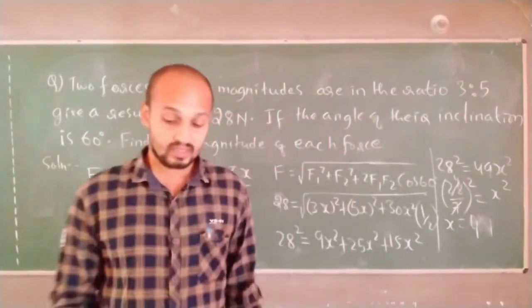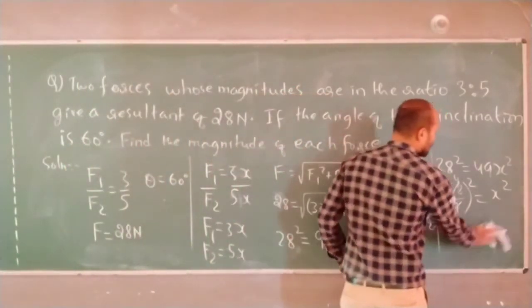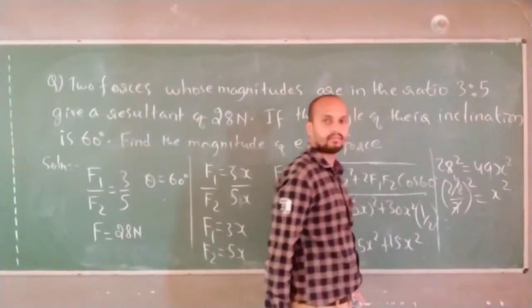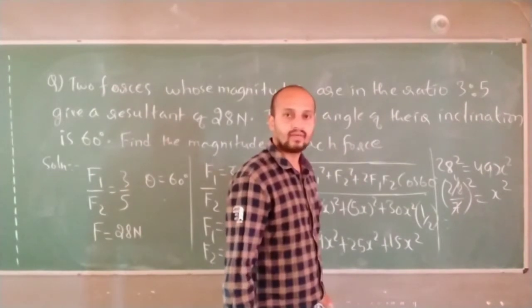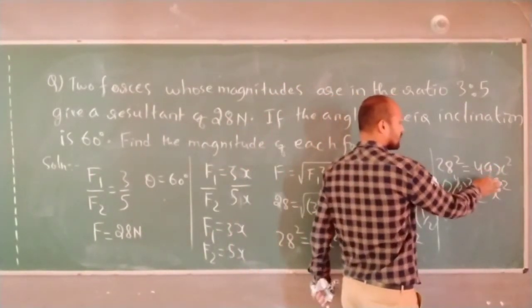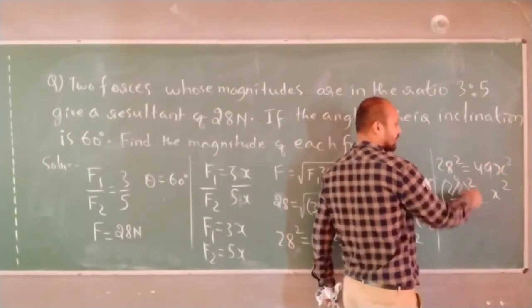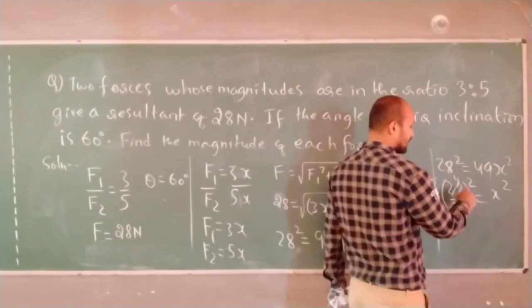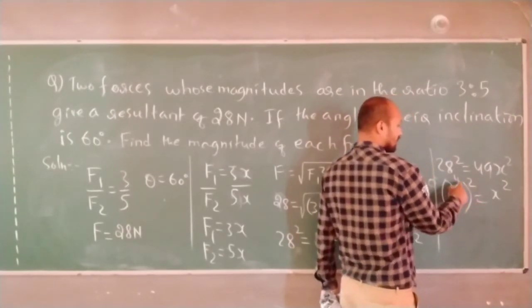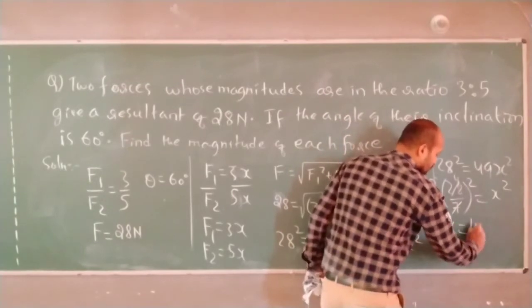Just to be correct, what is 49? 49 is 7 square. So 28 square divided by 7 square will be x square. 28 by 7 is equal to x. Here 28 by 7, x is equal to 4.